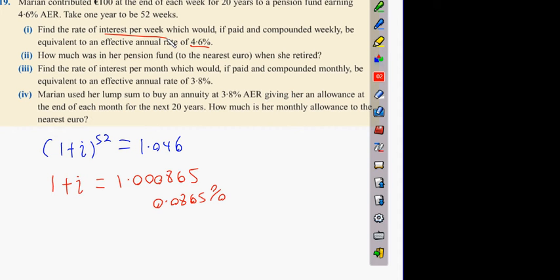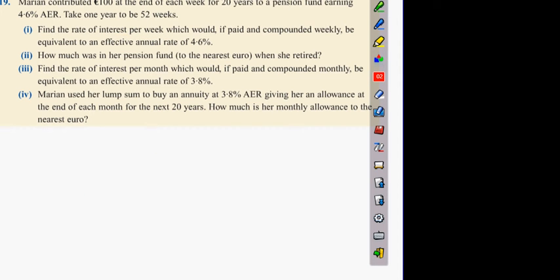Okay? Now, how much was her pension fund to the nearest euro when she retired? So she invested for 20 years. You're investing at the end of each week. So her very last installment, has it gained any money? No. Her very last installment is worth 100.